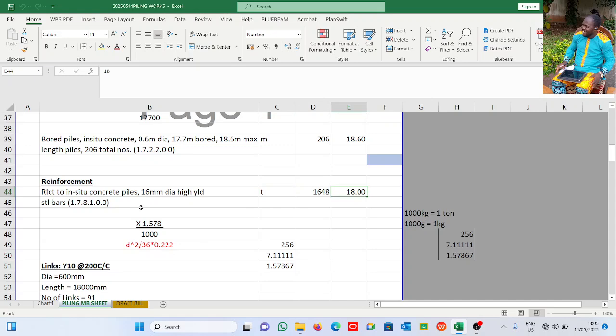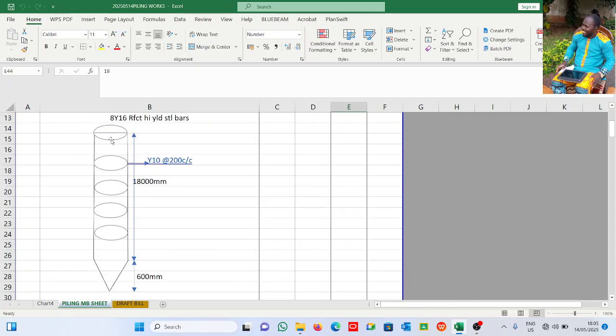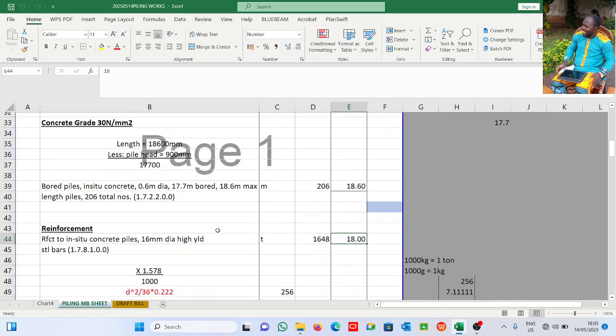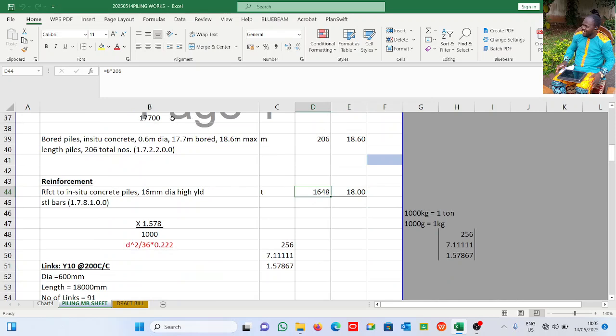All right. So the total reinforcement is going down 18 meter. Of course, you see the shape of this place. So the reinforcement is going down 18 meter. We have 8 numbers of them. We have 206 number piles. This is 206 times 8 numbers. We have 18 meter length for each of them. As simple and as straightforward as that.